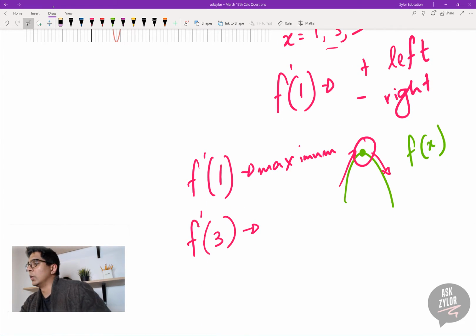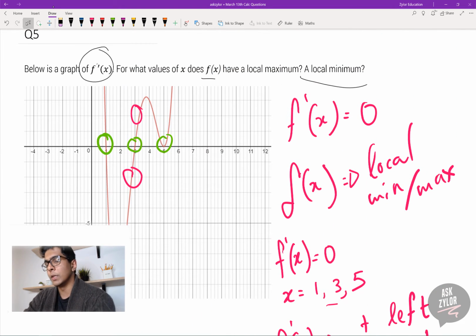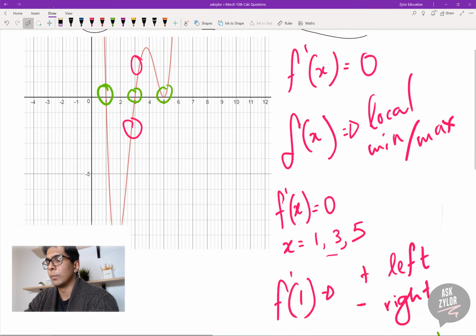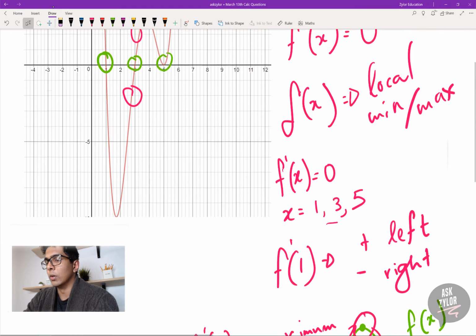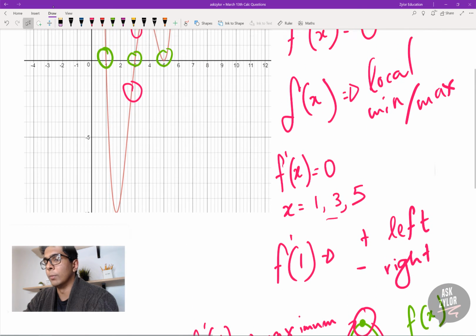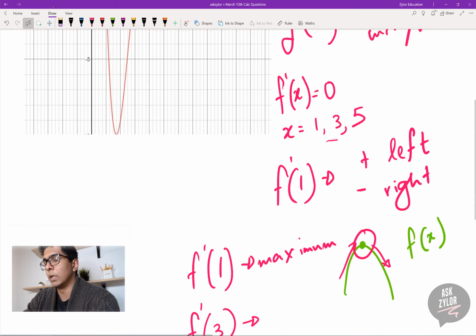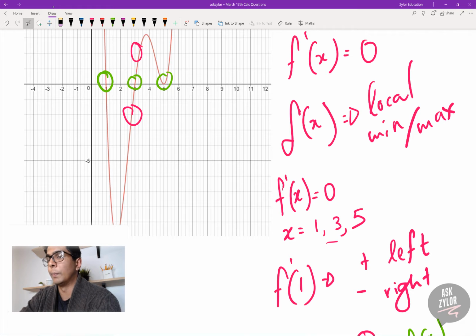So if you're just joining in, we're doing some curve sketching right now. We've moved through some optimization questions, through calculus, and we're just analyzing some graphs right now. So I found that at f prime 1 I have a maximum, and then at f prime 3 I'm trying to see if I have a maximum or minimum.